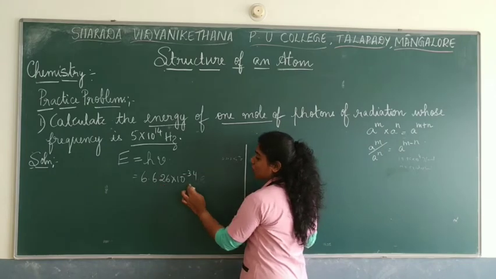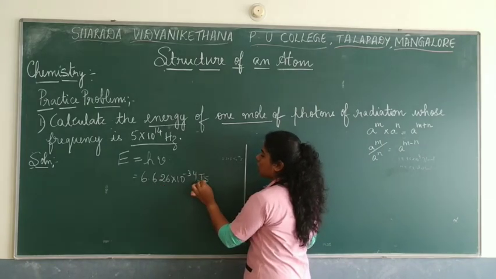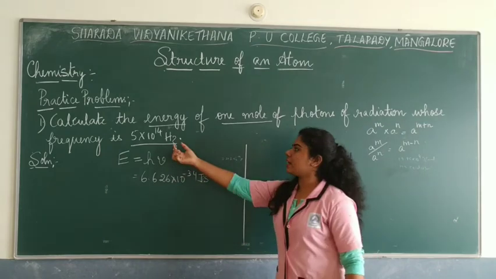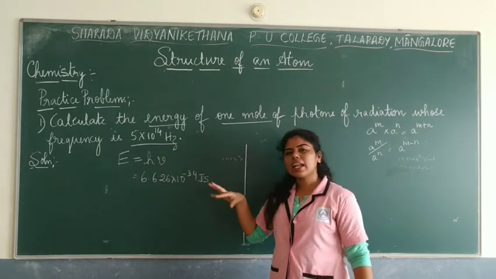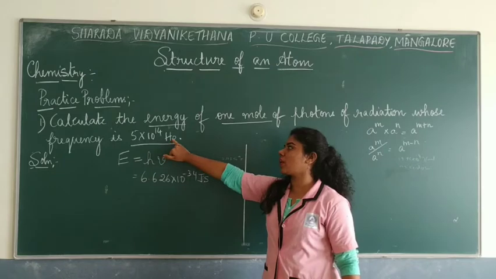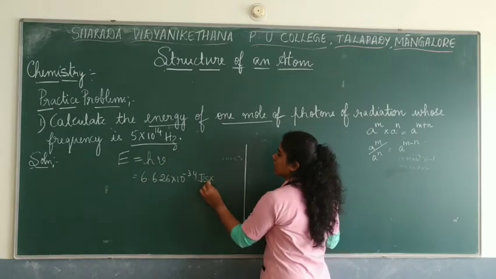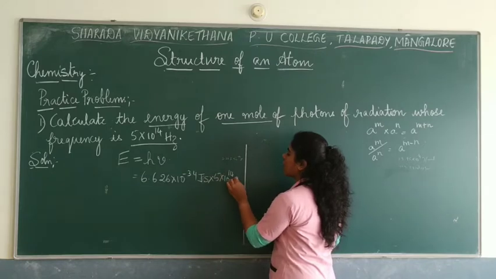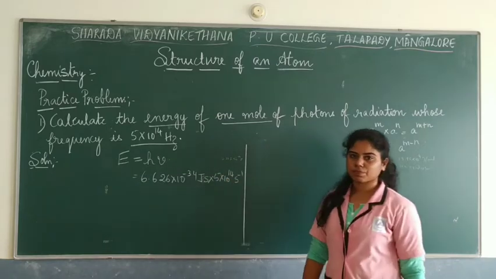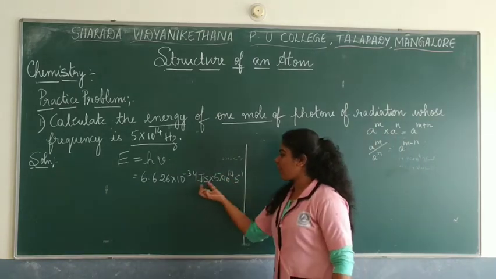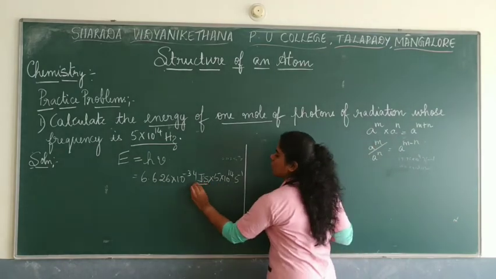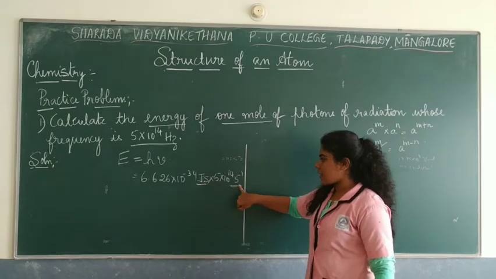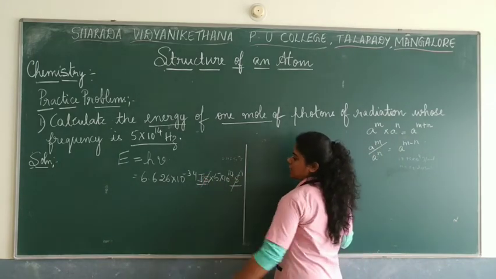Now this Planck's constant has a unit of joule seconds. So in order to simplify, let us convert this hertz to second inverse. The other unit for frequency is second inverse. So let us write it in the form of second inverse: 5 into 10 to the power 14 second inverse. Now if you are simplifying the units, see here joule seconds and second inverse. Now second and second inverse get cancelled.